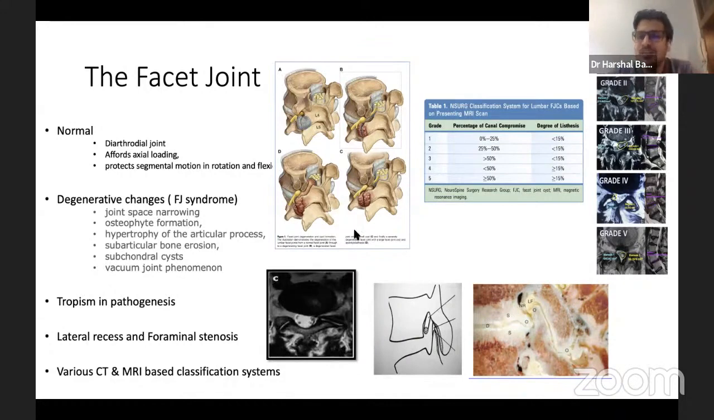It is important to understand tropism. We'll know it in the further slides also, because tropism has been purported as one of the pathogenic causes for the degenerative causes in the lumbar spine. Various CT and MRI based classifications have been purported, but I don't think any of them are clinically relevant as much, or I don't think they're as much used for decision making in the spine.